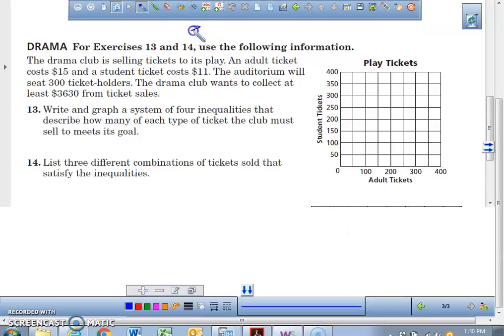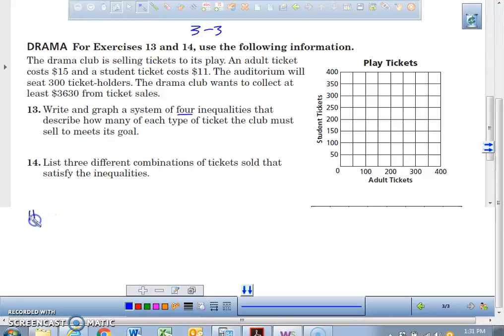Last couple word problems here on 3-3. We're solving inequalities. We're going to read through this word problem and we're going to graph it right over here. All right? So it says, write and graph a system of 4 inequalities that describe how many of each type of ticket the club must sell to meet its goal.